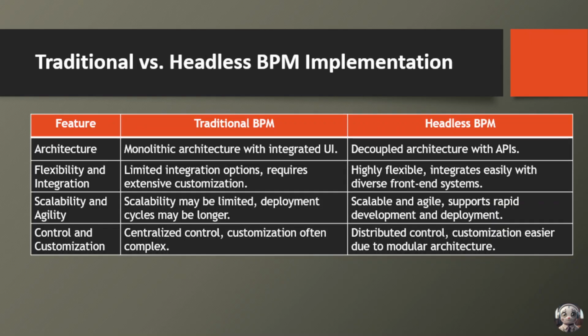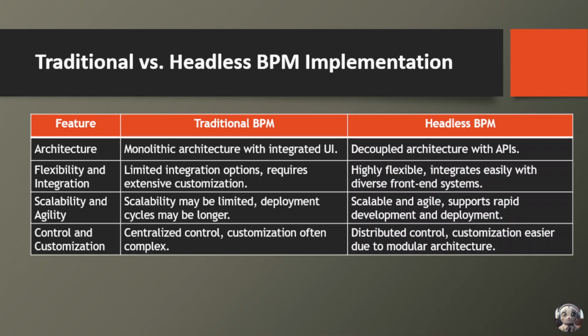Now that we've covered the core concepts behind each approach, let's do a side-by-side comparison of some key differences. Architecture. Traditional BPM has a monolithic, tightly integrated architecture where the process engine and user interfaces are coupled. Headless BPM follows a decoupled architecture, with the process layer separated from front-ends and exposed via APIs.